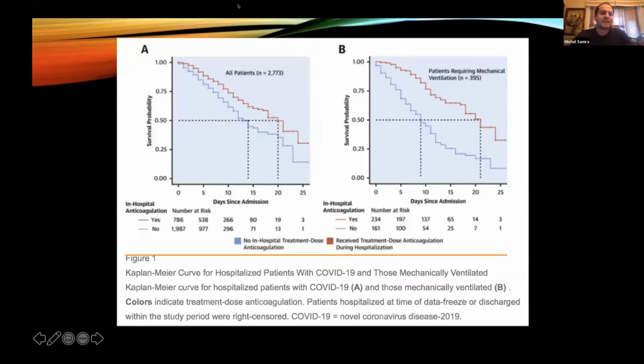And this is their raw data. This is for all patients in terms of survival, and this is for ventilated patients. The red is therapeutic anticoagulation. The blue is non-therapeutic. So you can see that there is still a gap even for all patients, but it really becomes quite large for the ventilated patients.